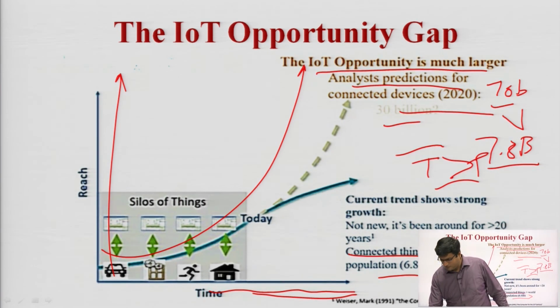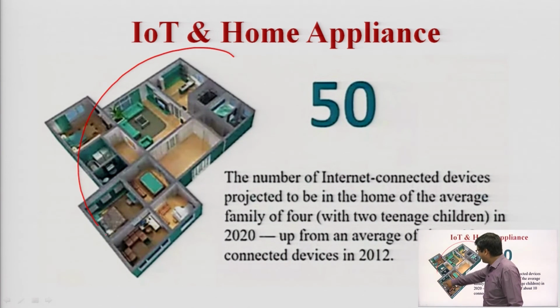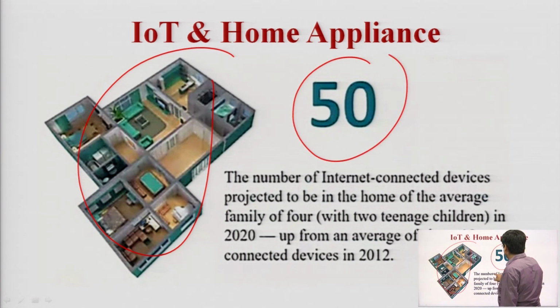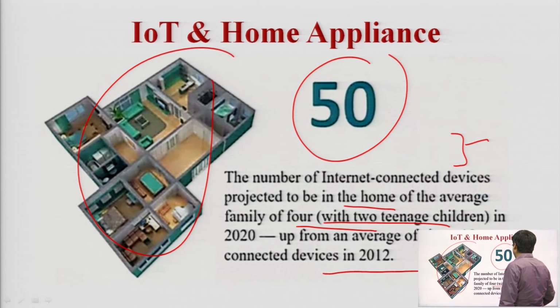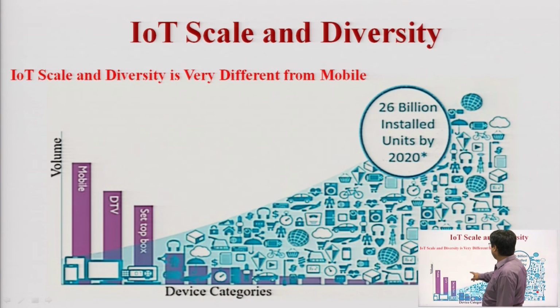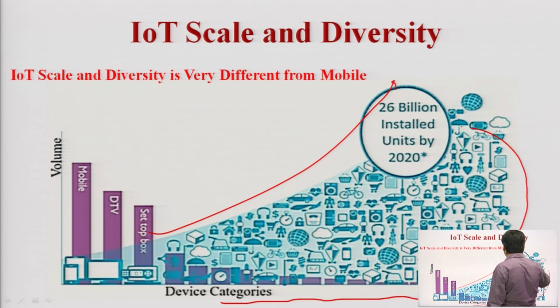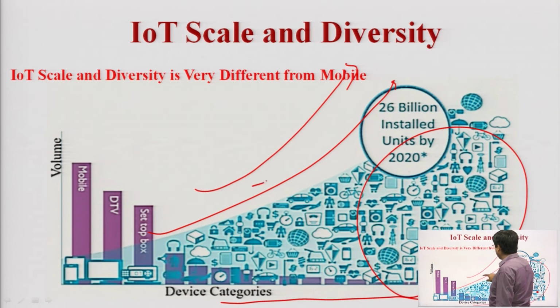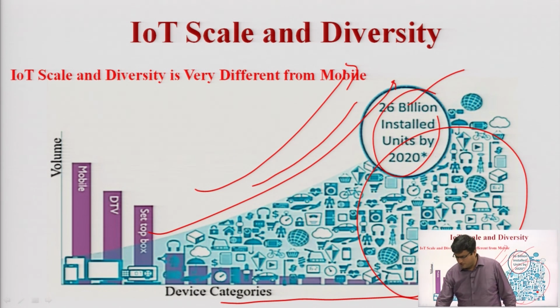Okay. So, IoT and home appliances: here you can see that in home appliances 15 billion devices are connected. For example, if there is a couple with 2 children, that is 4 persons, then for every 4 persons there are 10 connected devices. This was forecast in the year 2012. So this is the IoT scale and diversity. Here you can see the large volume of data. As the number of devices increases, the volume increases, with 26 billion installed units by 2020. Large numbers of devices are increasing day by day.